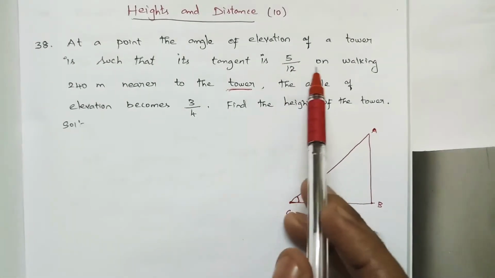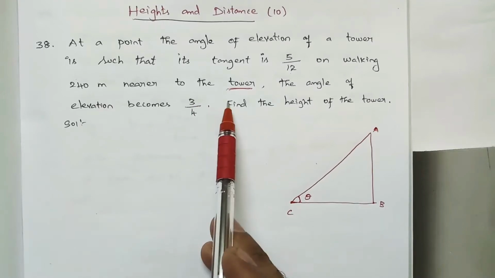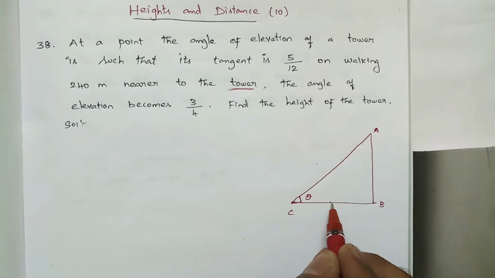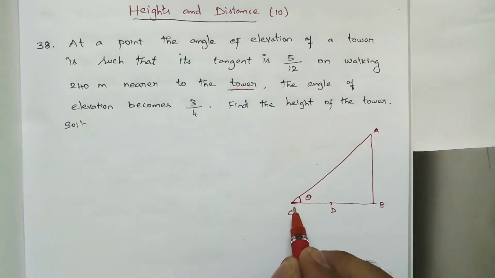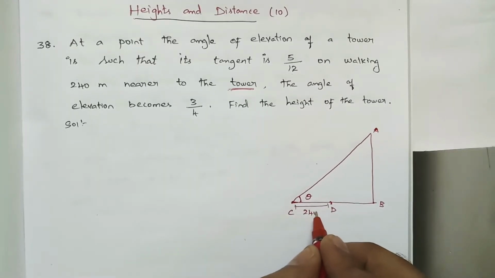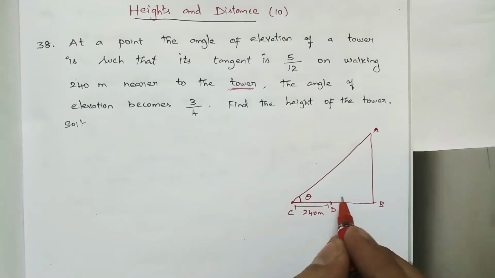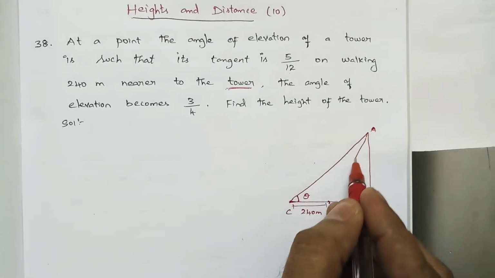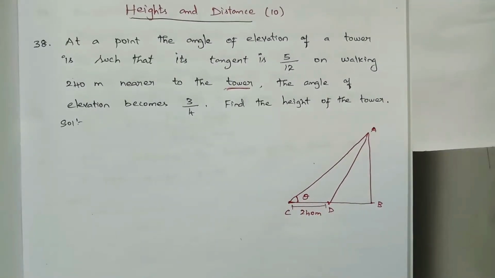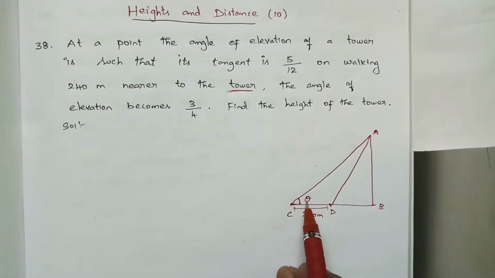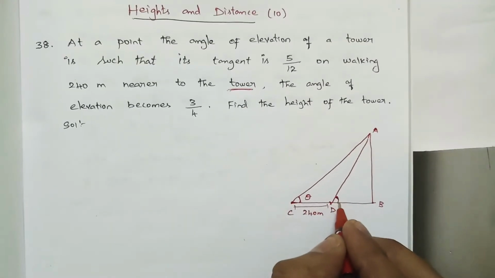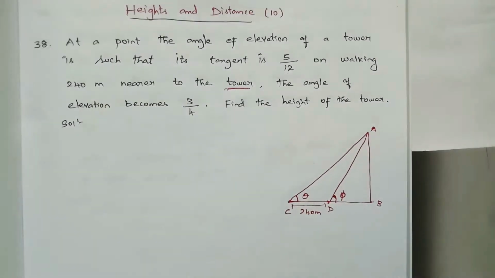After that, what they are saying, on walking 240 meter nearer to the tower. So from the point C, he is walking nearer to the tower. So he is moving to the point D. The distance between the point C and D is 240 meter, right? From there, the angle of elevation becomes 3 by 4, but we don't know the angle. I'm just assuming some other variable, yes, pi, right? The angle of elevation is pi.